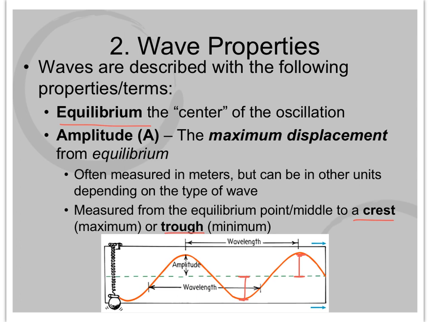A lot of times when we're talking about a physical wave, or what's sometimes known as a mechanical wave, we'll talk about displacement in terms of meters. However, there are other units. Sometimes it's more the intensity of the wave. So it doesn't necessarily have to be a distance measurement. It could be a measure of the intensity of the wave as well.